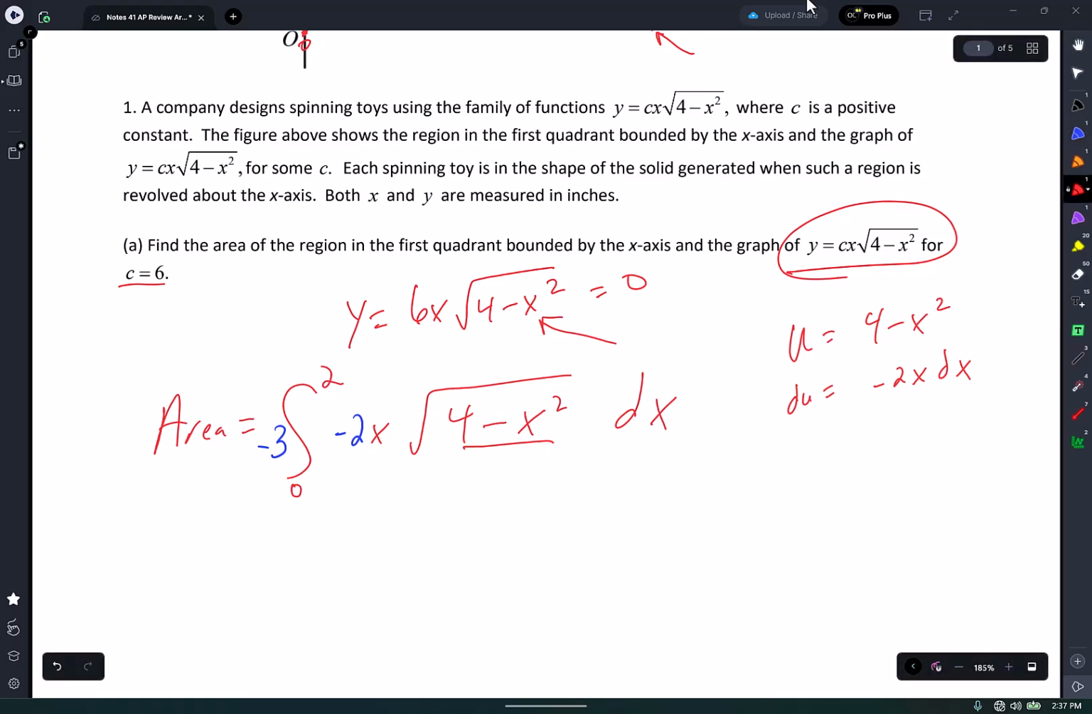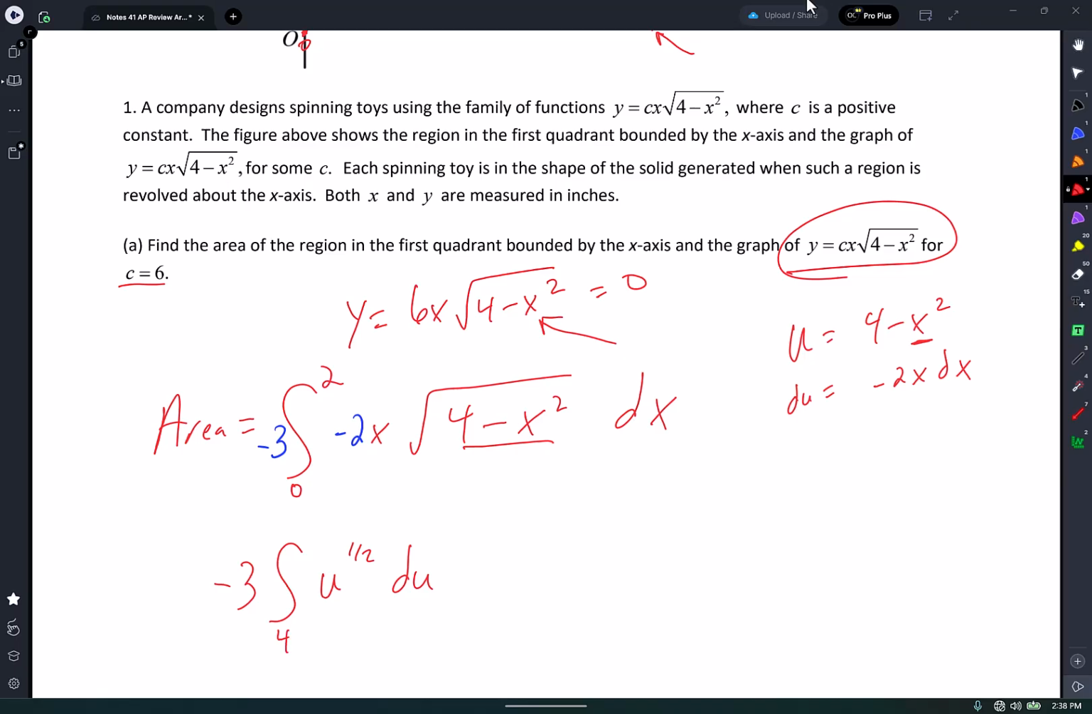So here we go. Negative 3 integral. I'm going to have new limits. Square root of u. So I'm going to write u to the 1/2 du. Put the du in the end. That's what the du is known to be, the end of that integrand. Are we still okay? Okay. New limits. When x is 0, what is u? When x is 2, what is u?